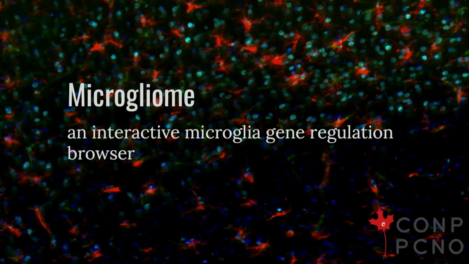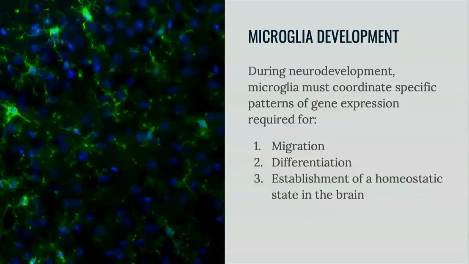Hi, I'm Jen. I'm a PhD student in the Sierra Lab, and my research focuses on parsing out the mechanisms that underlie microglia gene regulation in the brain. Microglia are the brain's resident immune cell. And during neurodevelopment, they must coordinate specific patterns of gene expression that are required for different things like migration, differentiation, and establishment of the homeostatic state in the brain.